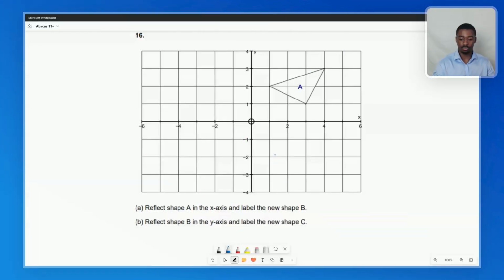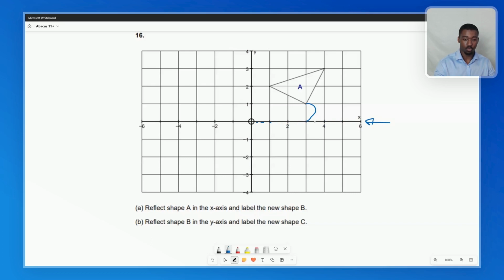Okay, so here we have to reflect shape A in the x-axis. So let's do that. We have the x-axis right here. So let's take it point by point. We don't rush these reflection questions. We take it step by step. And doing that means we can come away with the correct answer. So here we're 1 away from the line of reflection.